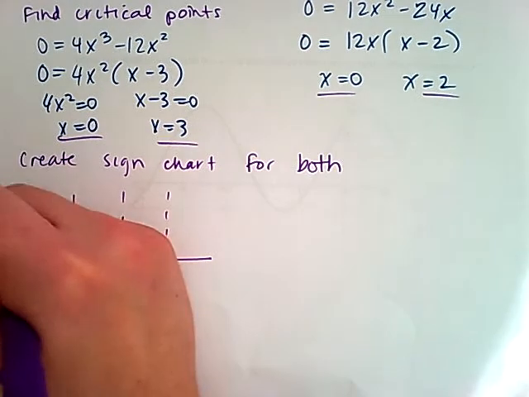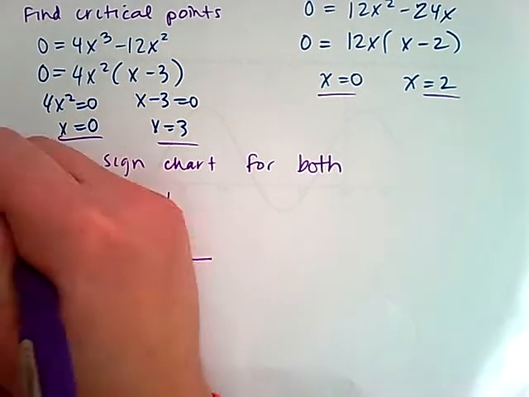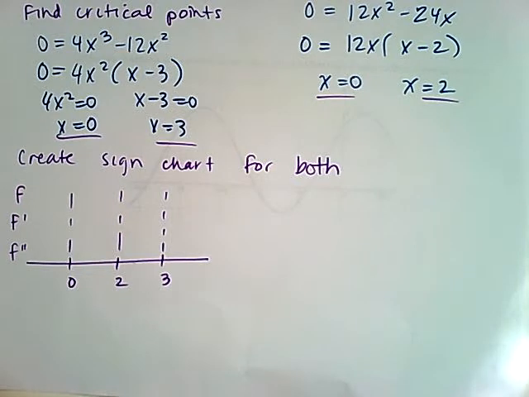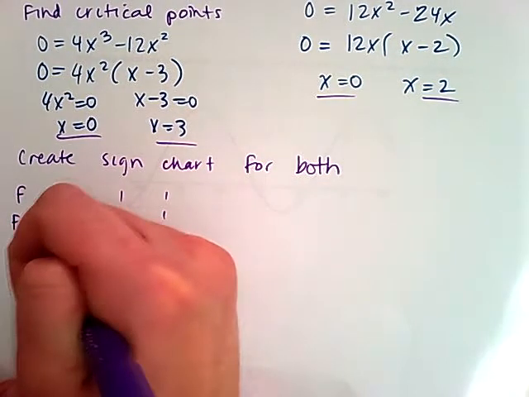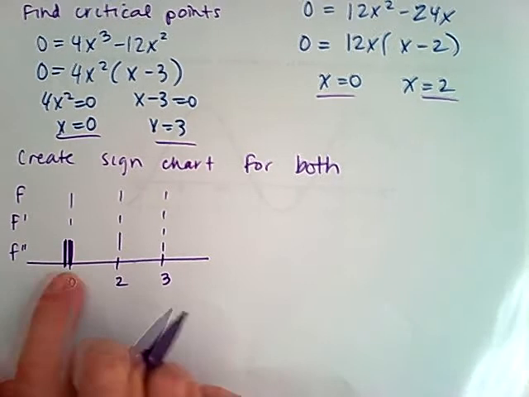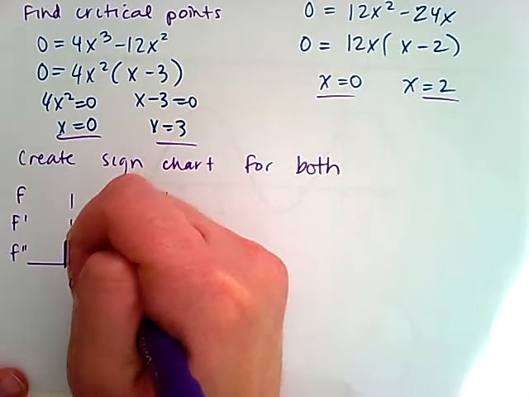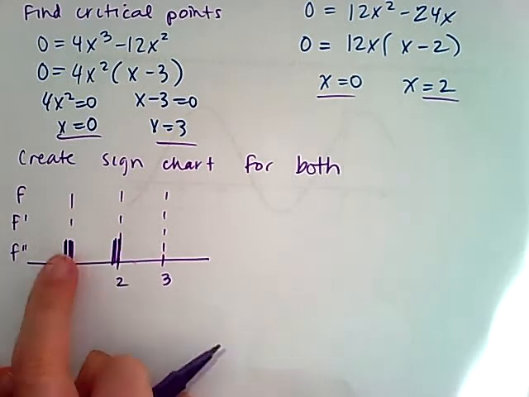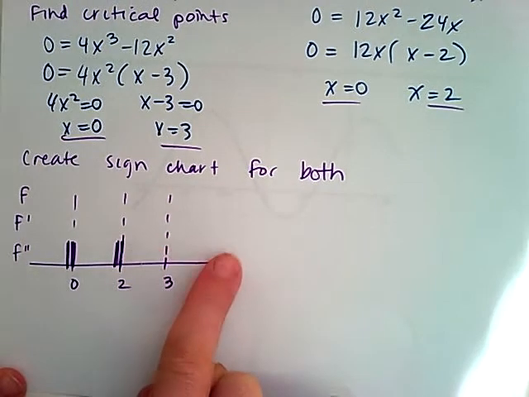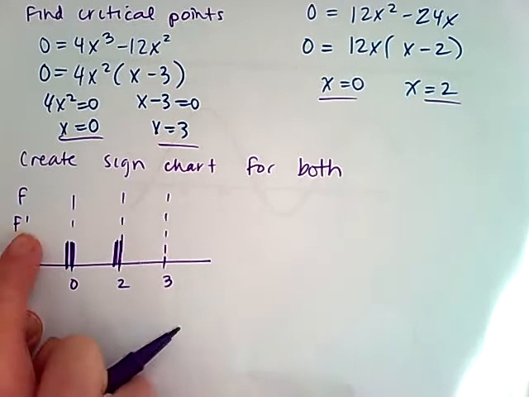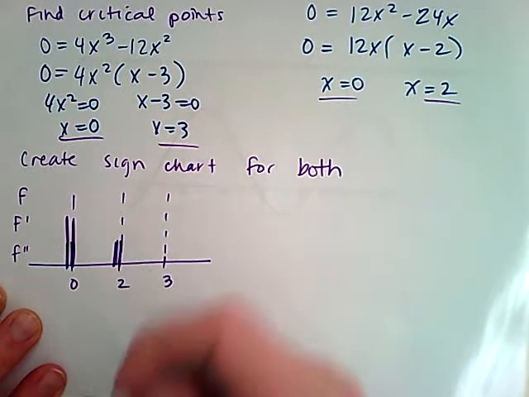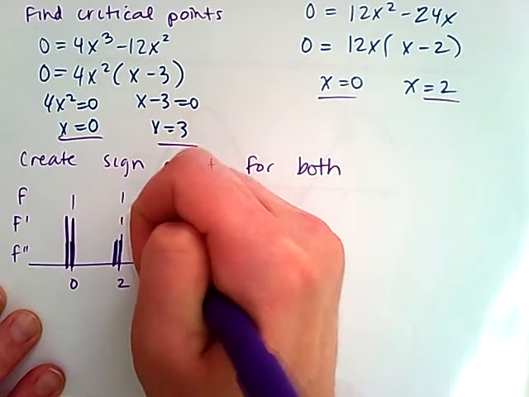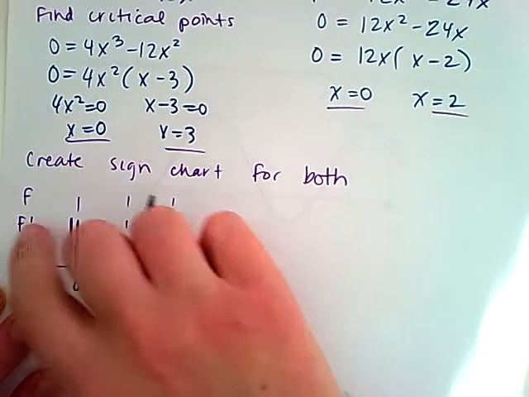I want to think about f double prime, f prime, and f. One thing to be aware of is that for f double prime, I only need to check the change in sign at 0 or at 2. I'm really only considering what's happening there, and then the rest should be the same. For the first derivative, I'm just considering 0 and 3, and I would think about the barrier at 3 when I'm doing this row.